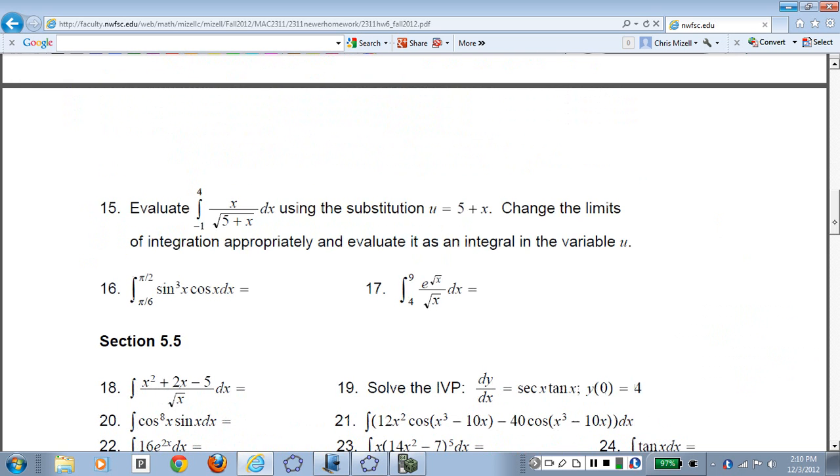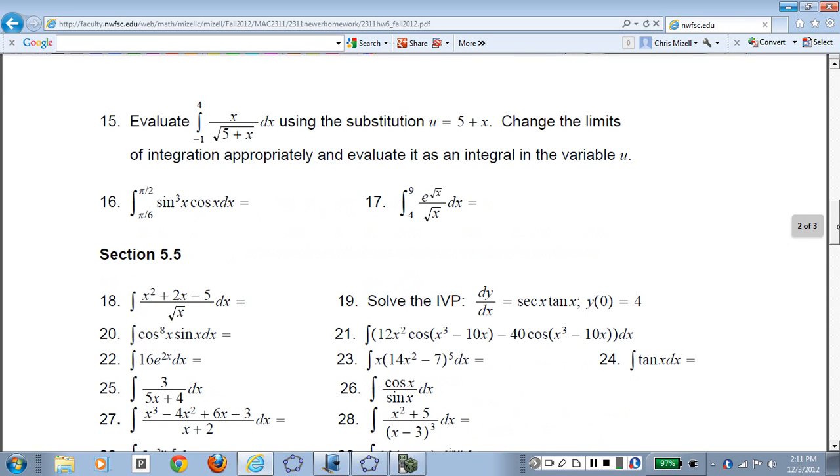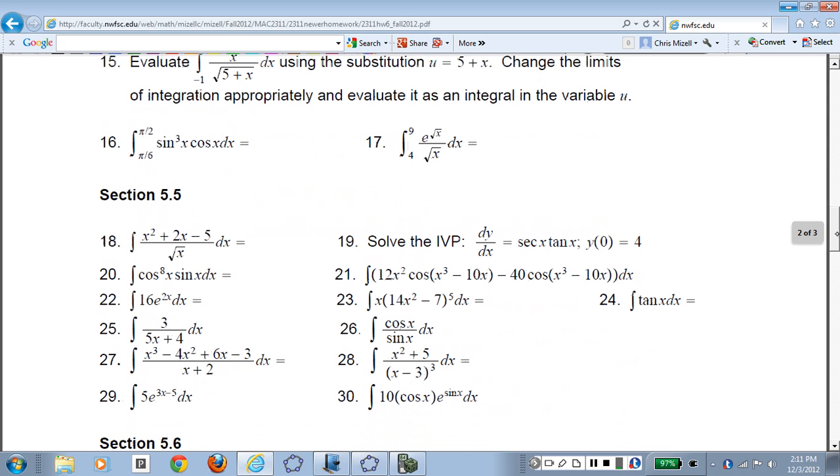15 we did today. 16 and 17 we also did today, toward the end, evaluating definite integrals. You would need to integrate by substitution. Probably you want to change the limits of integration for each of those. So I think 15, 16, and 17. Those look like section 5.5 problems. 15 and 16 and 17 do? What about 5.5?